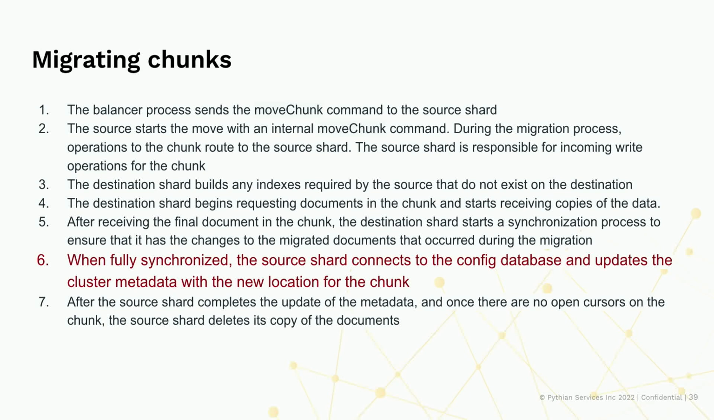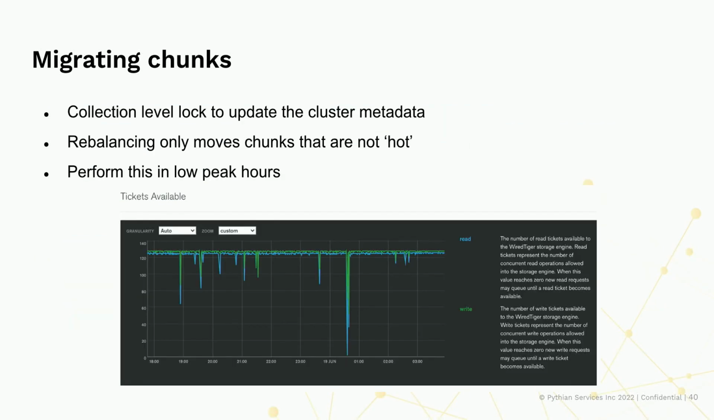So one important thing: if you are doing chunk migration at busy times for your application, there might be an increase in your reader and writer queues, and you will see something like this in your monitoring, where you may see a drop in the WiredTiger tickets, whether read or write tickets. You probably want to enable the balancer in its own balancing window and just run rebalancing in the off-peak hours.